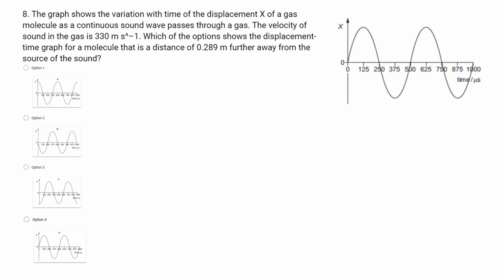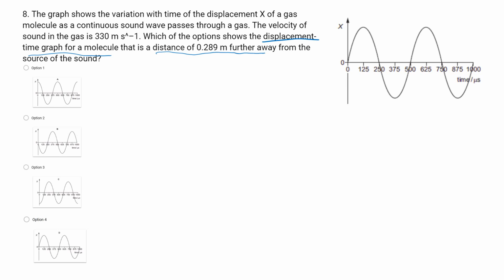The question considers the displacement time graph of a particular gas molecule in a continuous sound wave passing through the gas. So the question wants us to determine the displacement time graph for another molecule that's a distance of 0.289 meters further away from the source as compared to the original molecule.